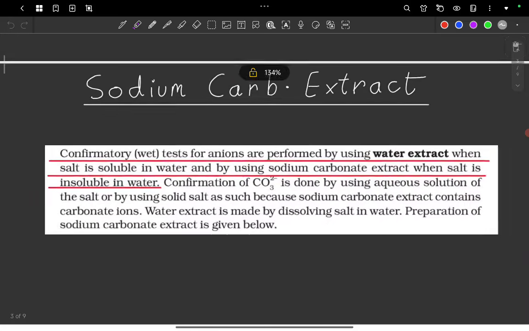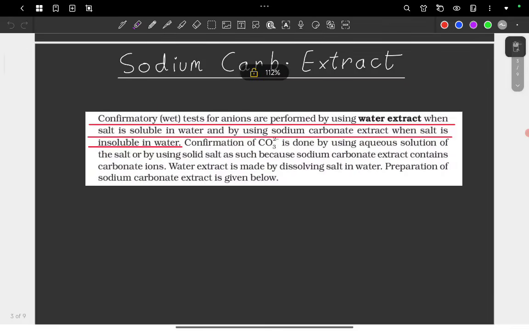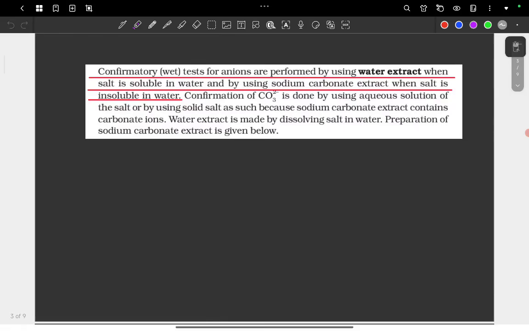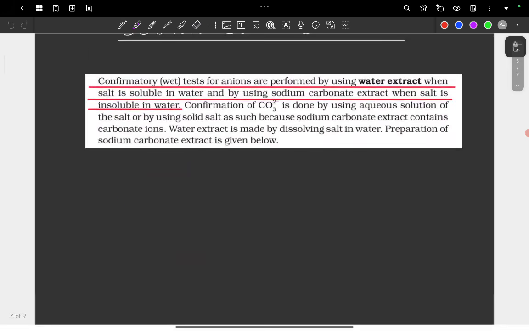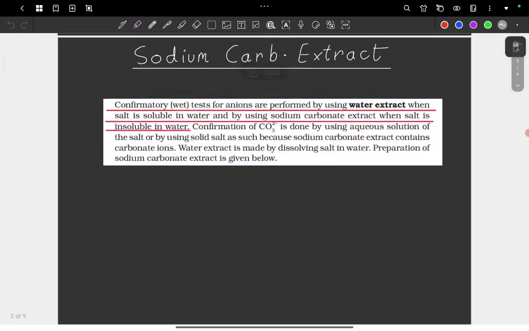Before we do anything, I want you to know a concept which is the sodium carbonate extract. I'm sure you are familiar with the concept of a test. A test is something we perform to make sure of the presence of a certain something in this compound. For example, if I want to check if this has carbon, I'll have a different test. If it has sulfur, I'll have to do a different test. Those tests are what we study in salt analysis.